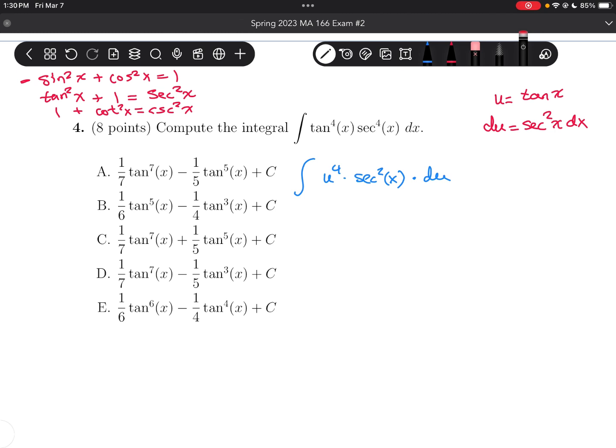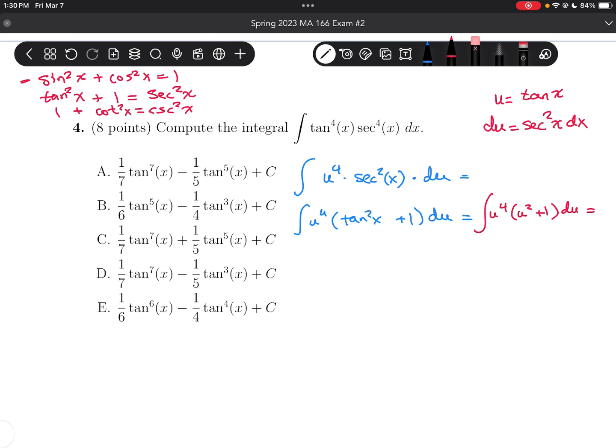So the reason this is useful, though, is I have this second statement that says secant squared x, which we have in our expression here, is equal to tangent squared x plus 1. So that means I can rewrite this as u to the power of 4 times tangent squared x plus 1. And now we can use u sub and replace the tangent squared x with u squared. Okay, so I get u to the power of 4 times u squared plus 1 du.